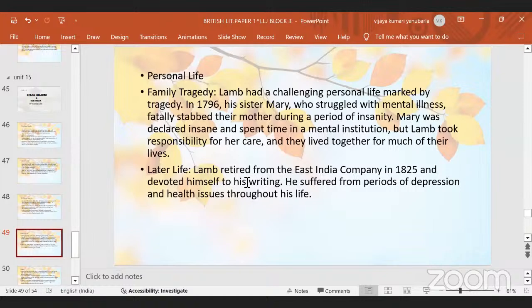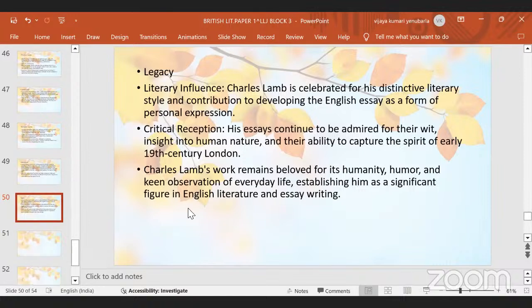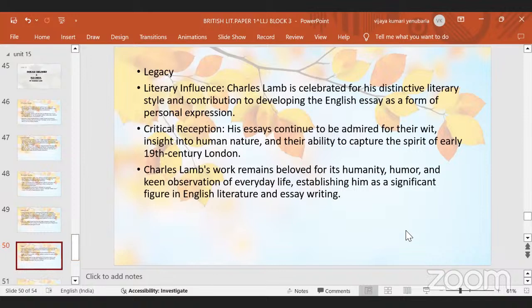Lamb retired from the East India Company in 1825 and devoted himself to his writing. He suffered from periods of depression and health issues throughout his life. Even Charles Lamb was not healthy and suffered with illness, mental illness also. So, literary influence: Charles Lamb is celebrated for his distinctive literary style and contribution to developing the English essay as a form of personal experience. You can say he is the developer, the master of the English essay.